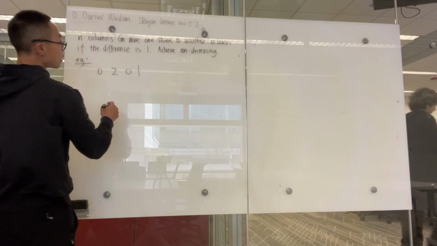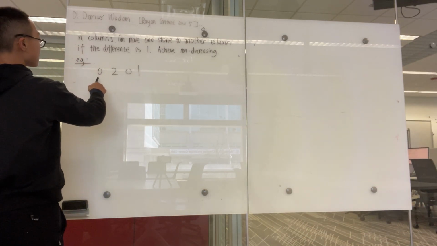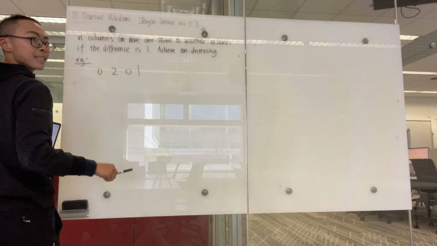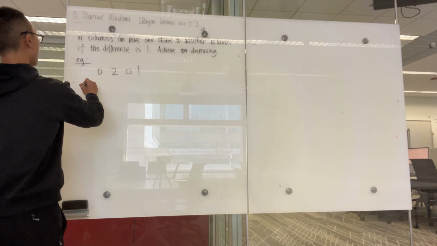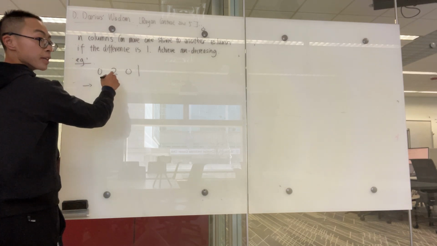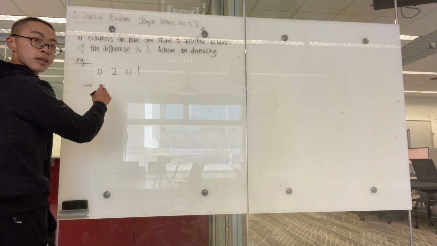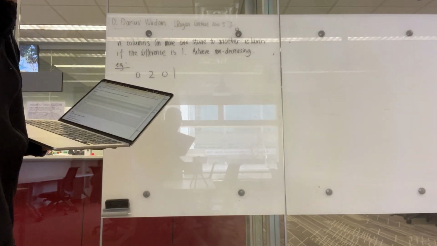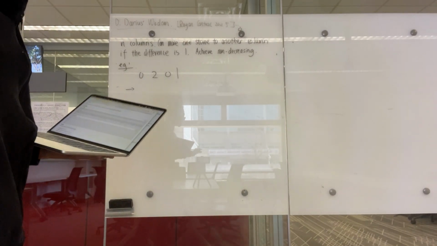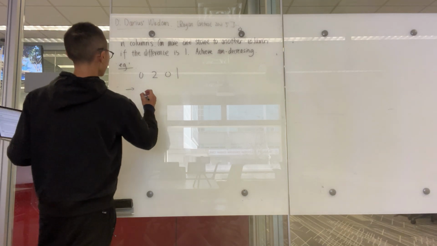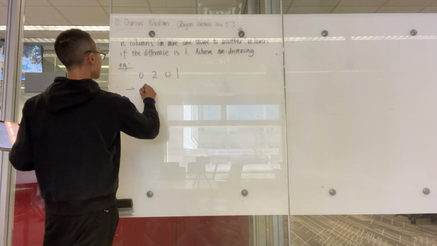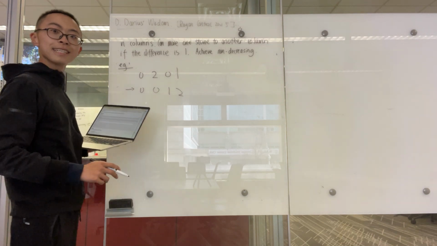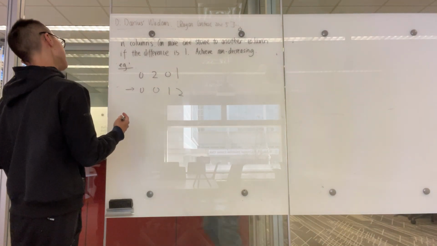The starting columns have the configuration of 0, 2, 0, 1. So every move, and your target is to shift it into non-decreasing order. That is 0, 0, 1, 2 to make it non-decreasing. And how to achieve this?